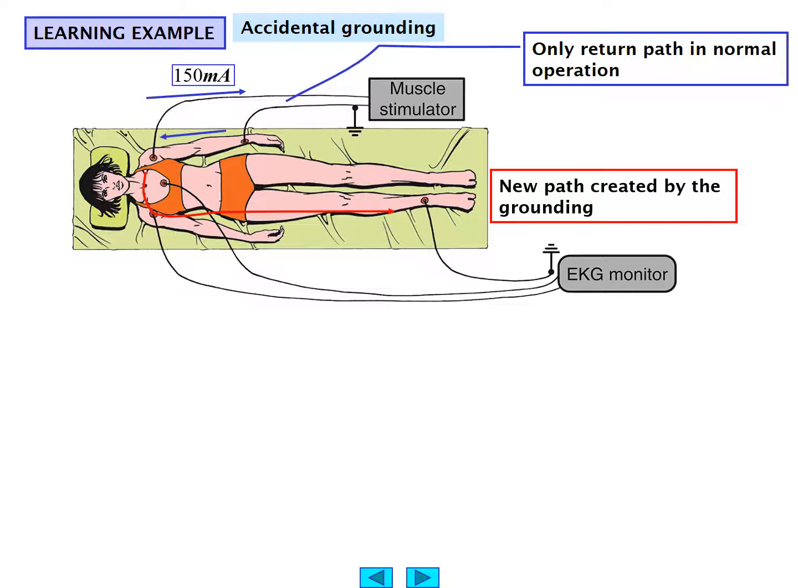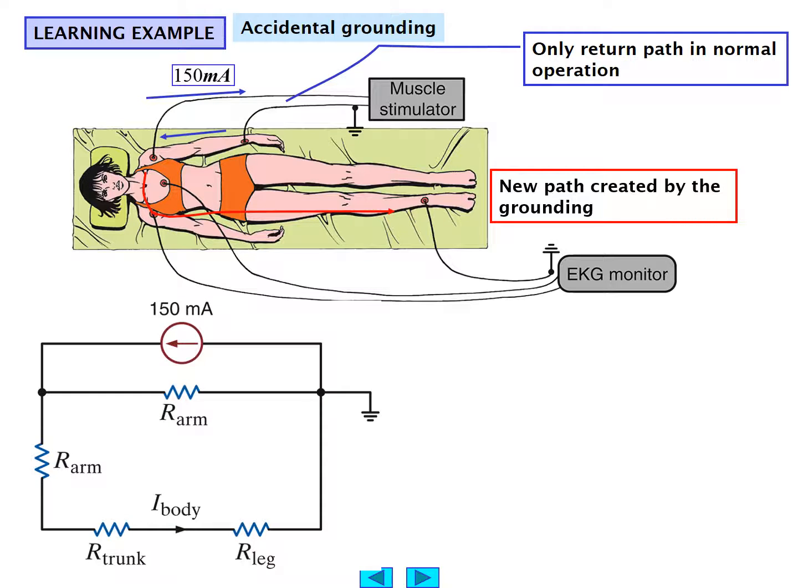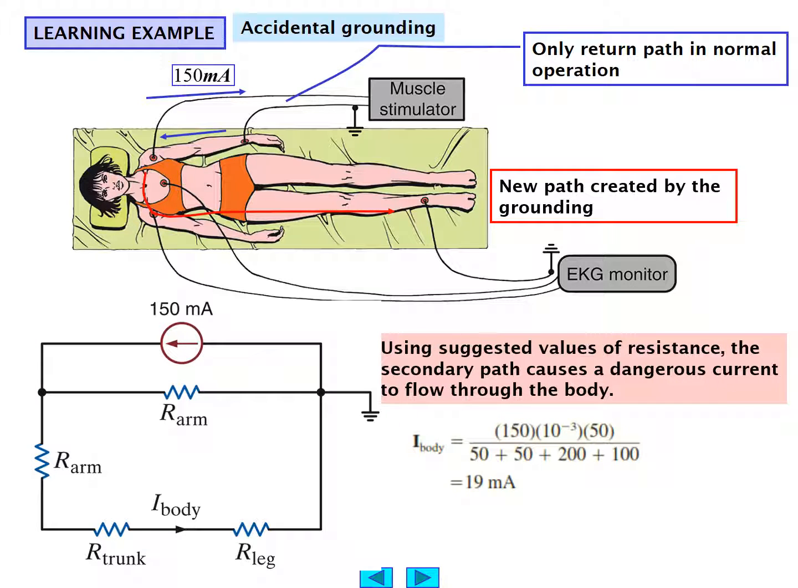So we have a new path created by the grounding of the electrocardiogram, which may in fact be defective, and therefore we have a situation in which current could flow through the arm, the trunk, the leg, producing a return path other than the muscle stimulator, in this case through the body, which will cause possible electrocution. We end up with a body current then of about 19 milliamperes. And the suggested value of resistance, the secondary path causes a dangerous current to flow through the body.